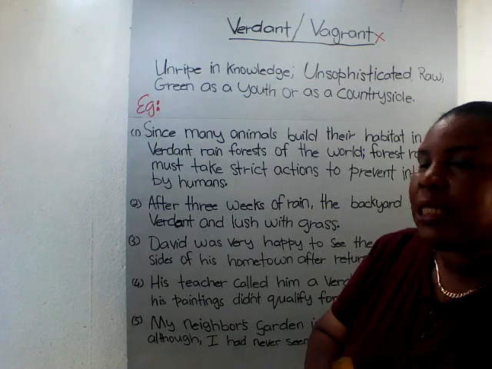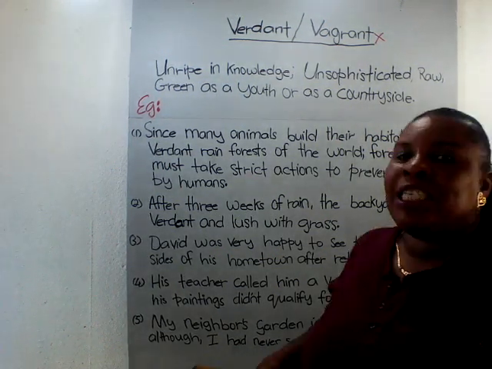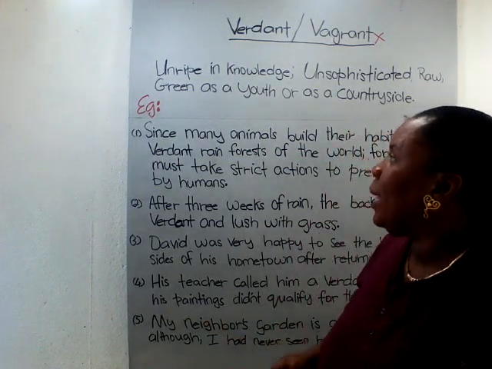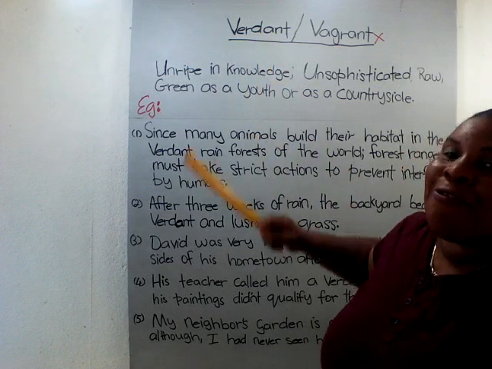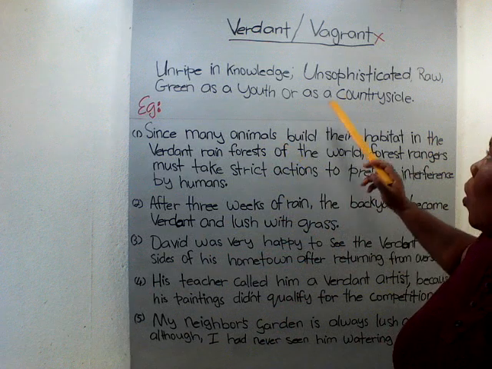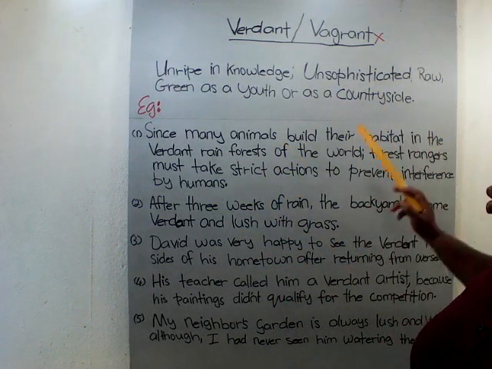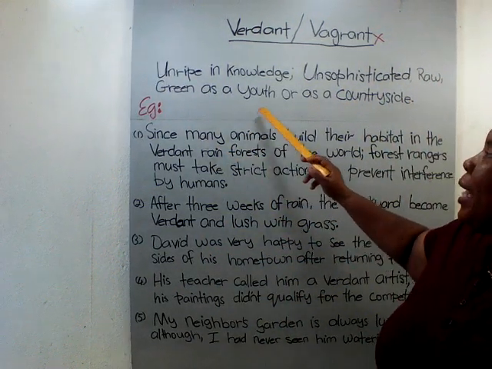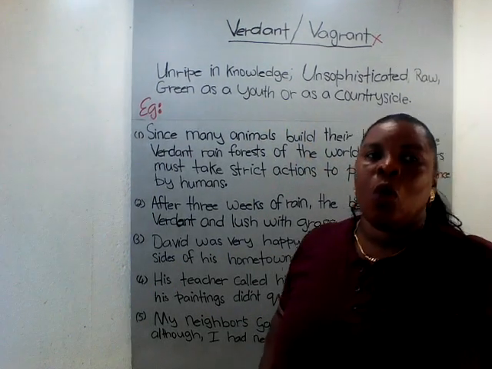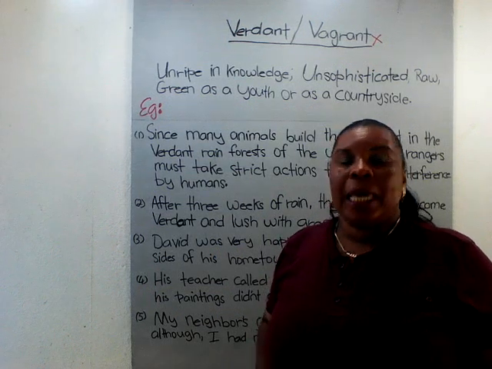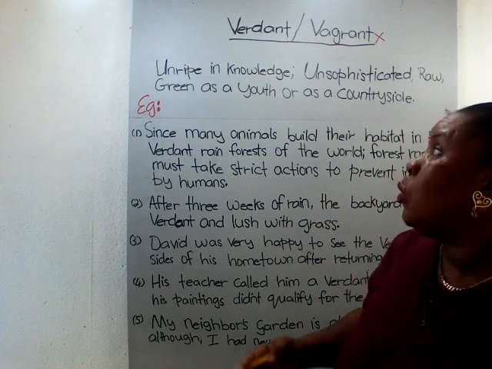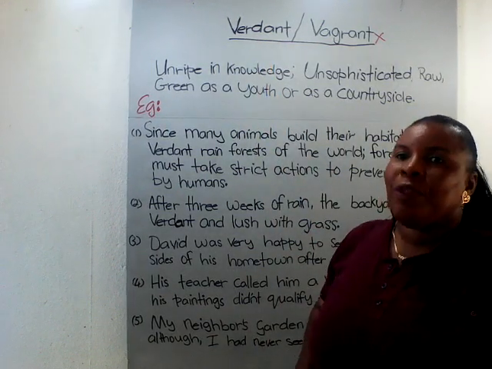It is an adjective, right? And an adjective is used what? To describe something or a person or a place. So, verdant: unripe in knowledge, unsophisticated, raw, green as a youth or as a countryside. So that is the meaning of the word verdant.